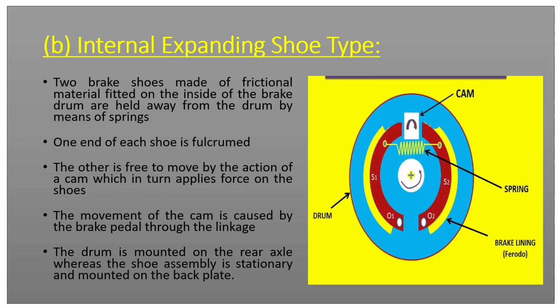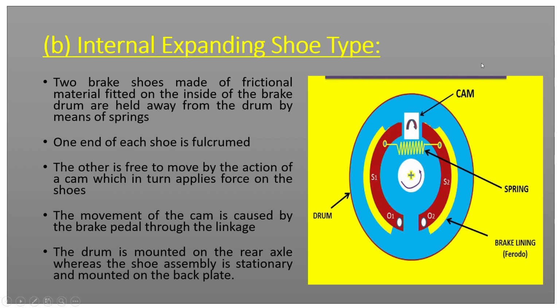Next is the internal expanding shoe type. As the name indicates, we have a brake drum, and inside the brake drum we have two shoes, S1 and S2, marked in this figure. The two shoes are made of a frictional material, fulcrumed at one point, and at the other end connected with a spring that is expanding and contracting, and the operation is done by using a cam.